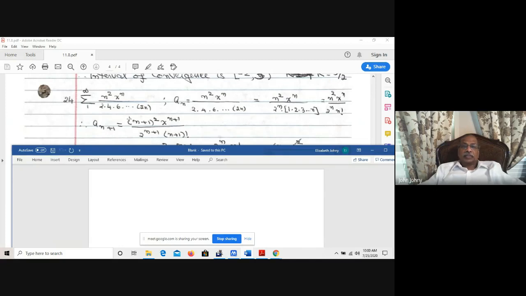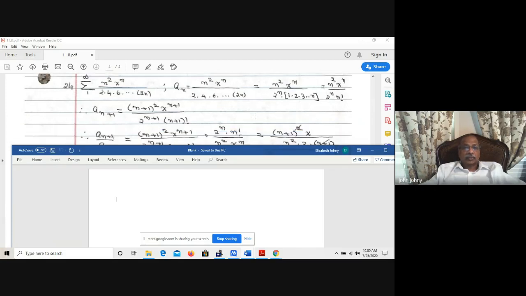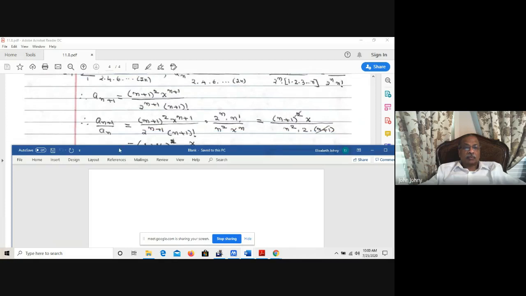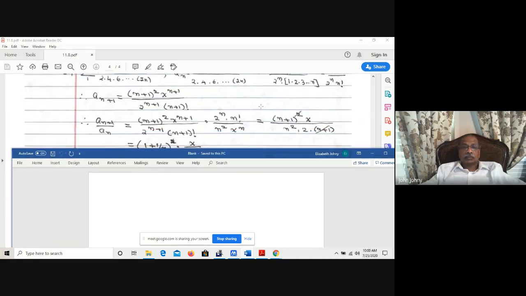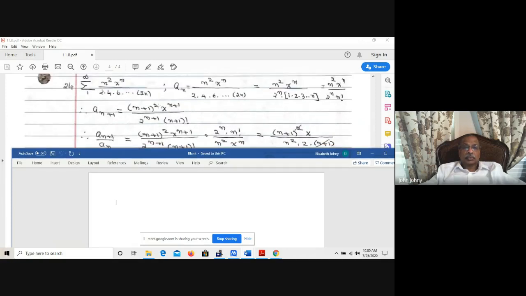Therefore, an plus 1 is n plus 1 the whole square x to the power of n plus 1 divided by 2 to the power of n plus 1 times n plus 1 factorial. Therefore, an plus 1 over an is n plus 1 the whole square x to the power of n plus 1 divided by 2 to the power of n plus 1 times n plus 1 factorial, multiplied by the reciprocal of an, that is 2 to the n times n factorial over n square x to the n.